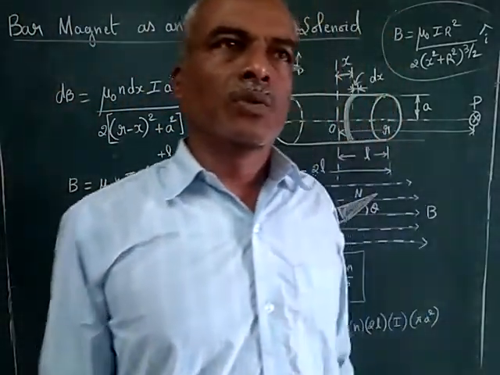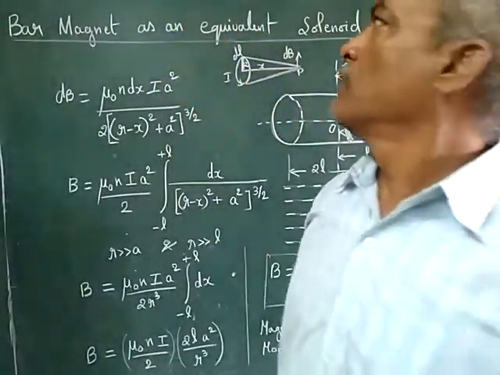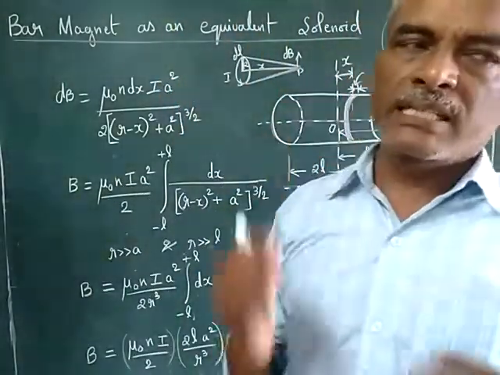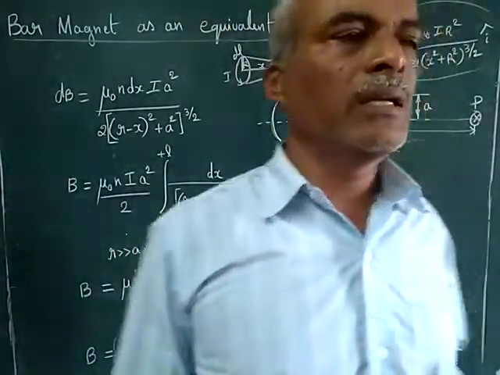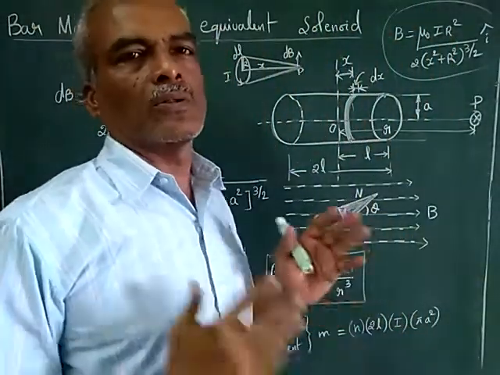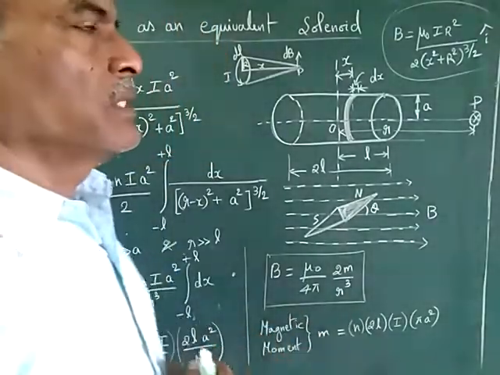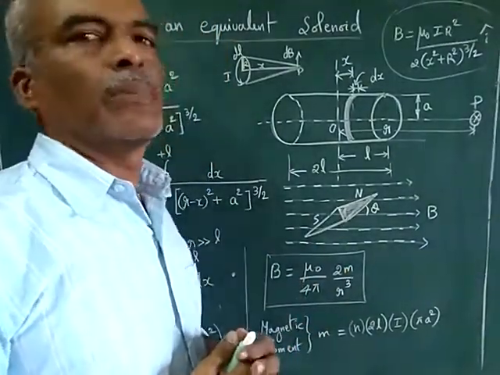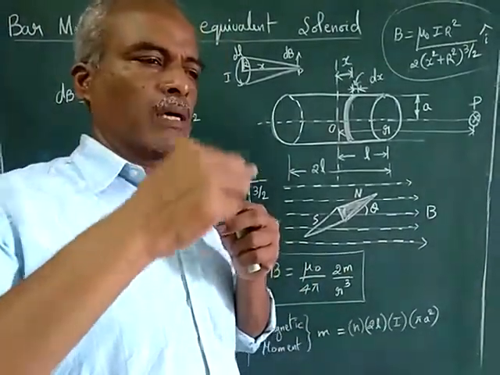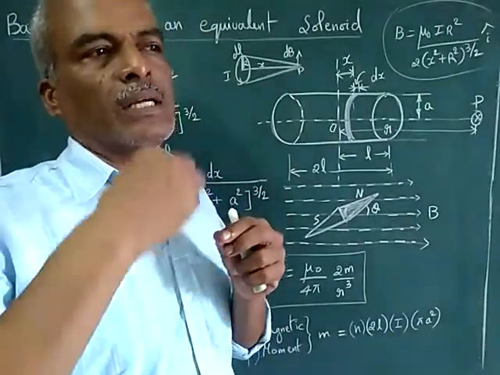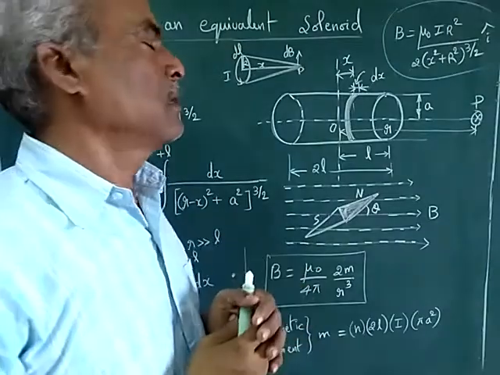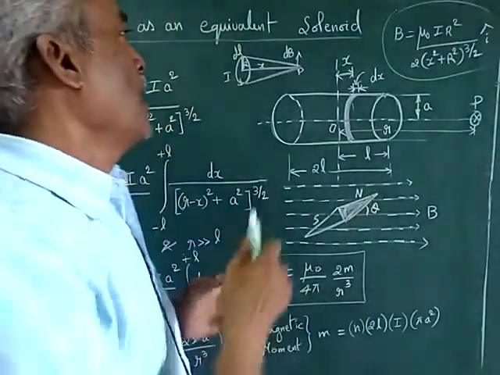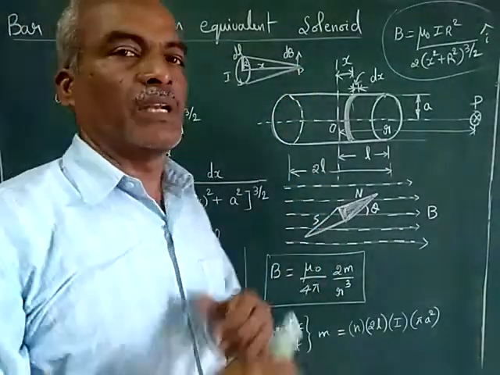Hello viewers, today we are going to see about a solenoid acting as a bar magnet. Basically, the properties of a bar magnet equivalently hold for a solenoid also. In the previous videos we have seen about a circular conductor where I is the current flowing in that conductor, and we are interested in the magnetic field at a distant point.